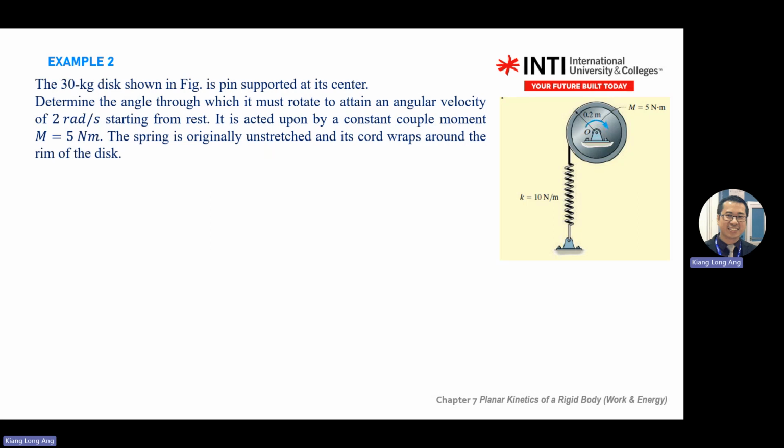Okay, so given mass of the body of the disc, determine angle which it must be rotate to attain angular velocity 2 radian per second starting from rest. Means you need to find what is the crank angle, what is the angle you need to turn so that when you release, the disc can rotate at 2 radian per second.